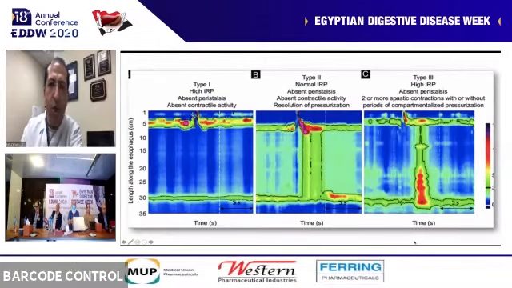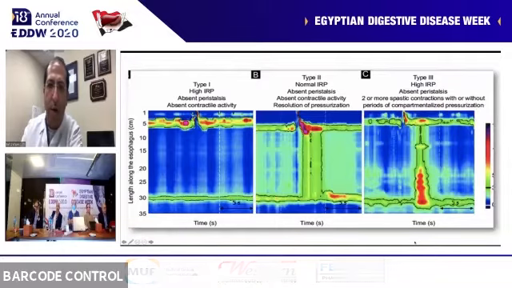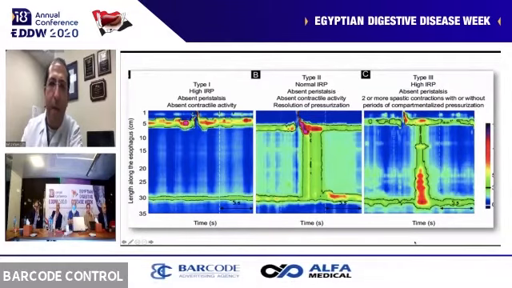This is just to show the different types and what the difference is in terms of the IRPs. In type 1, you get a very high IRP. In type 2, you get a normal IRP, but you have some discoordinated peristalsis, which we call pressurization. And then in type 3, definitely you get the spastic type.